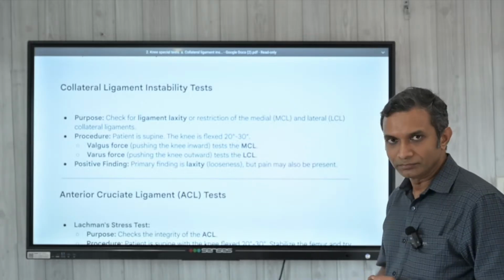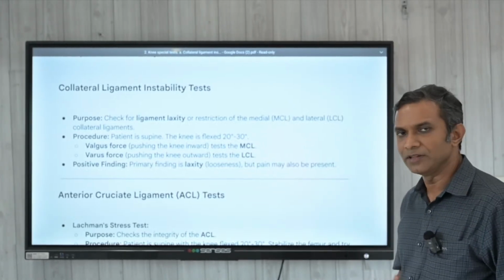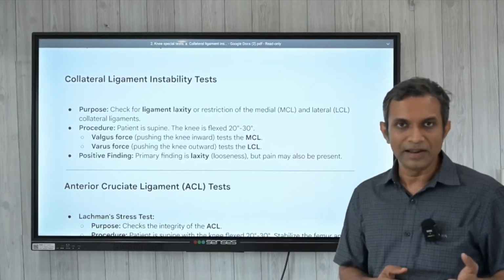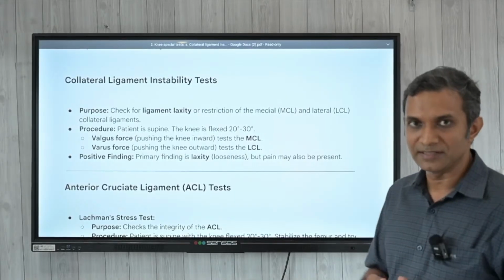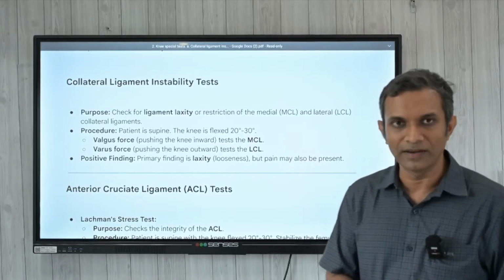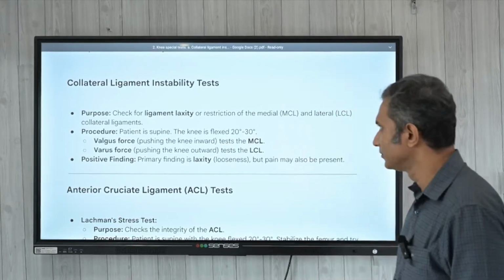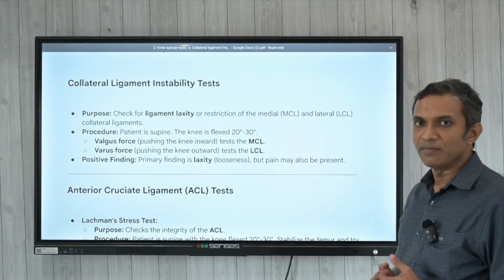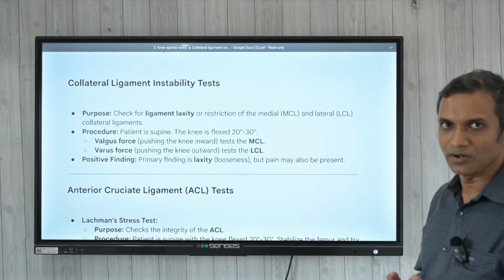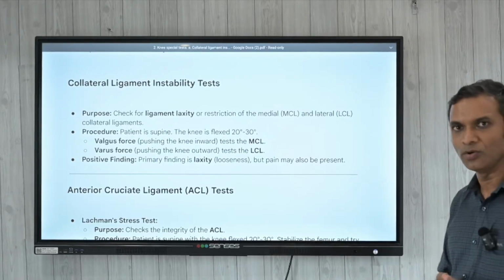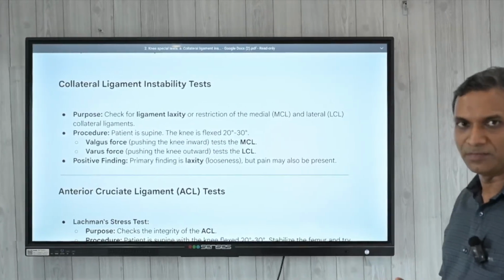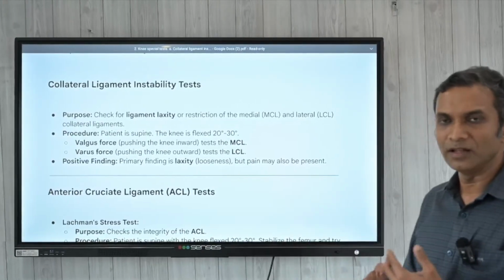So let's start. First we are going to deal with the collateral ligament stability test. We know that there are two collateral ligaments, medial and lateral collateral ligaments. As the name suggests, they are present on the medial and lateral aspect of the knee joint, and we do stress testing to find out the laxity of the collateral ligaments. The purpose of the collateral ligament test is to check for ligament laxity or restriction. Whenever there is a restriction or laxity, we want to do the joint play test to know whether restriction or laxity is present. So instability test means we are checking specifically for laxity.